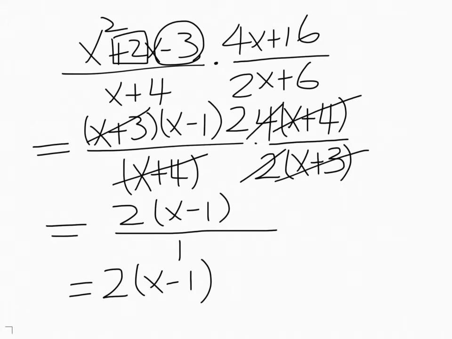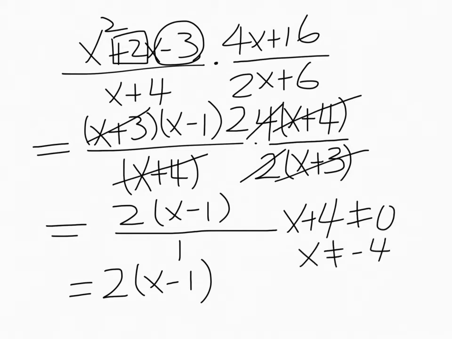One last thing, don't forget to exclude the x values that will make your denominator equal to 0. So my x plus 4 cannot be equal to 0, which means my x cannot be equal to negative 4. x plus 3 cannot equal 0, which means that my x cannot equal negative 3.